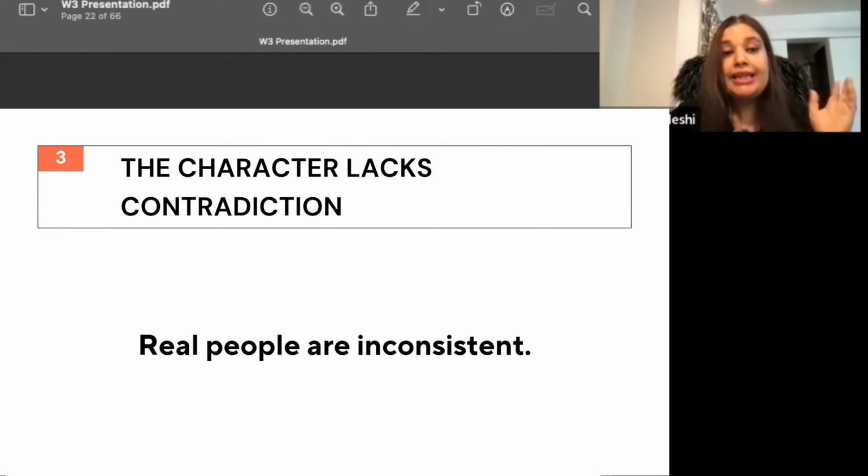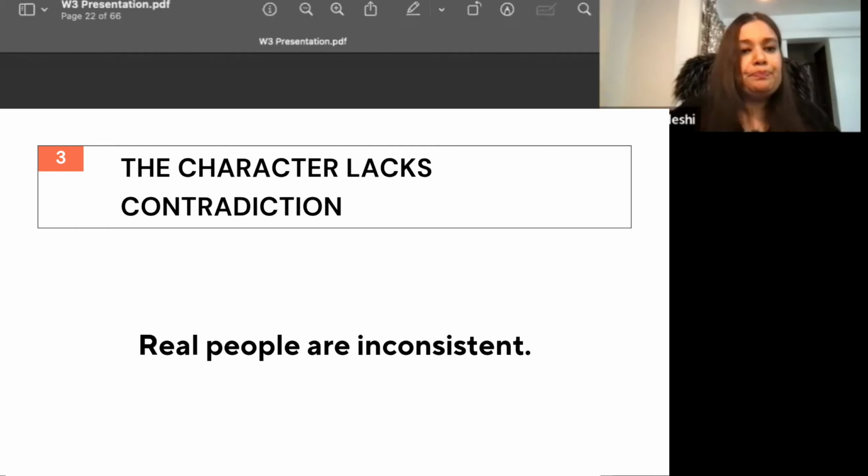Problem number three, the character lacks contradiction. Remember, real people are extremely inconsistent. This is where psychology becomes incredibly useful for characterization. In psychology, there's a concept called cognitive dissonance. Cognitive dissonance refers to the emotional discomfort humans experience when two opposing emotional realities exist simultaneously.